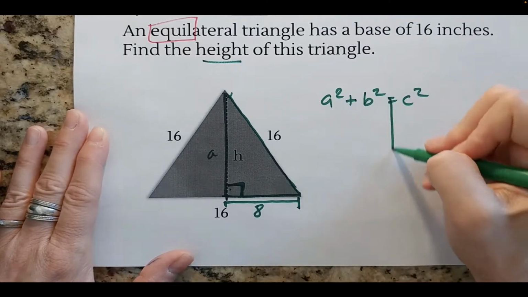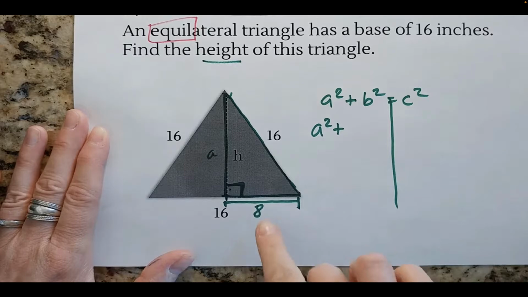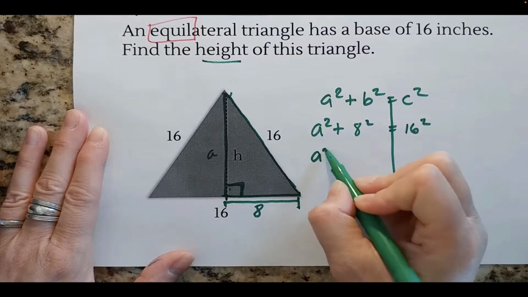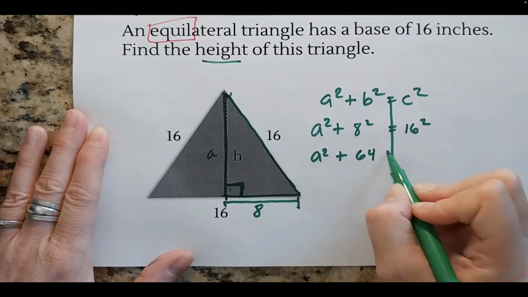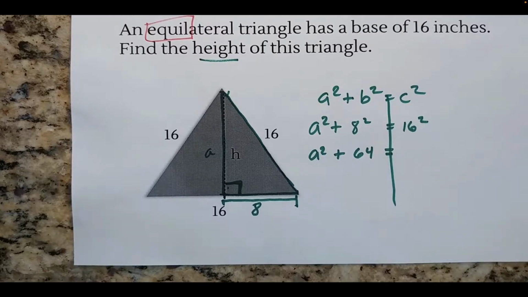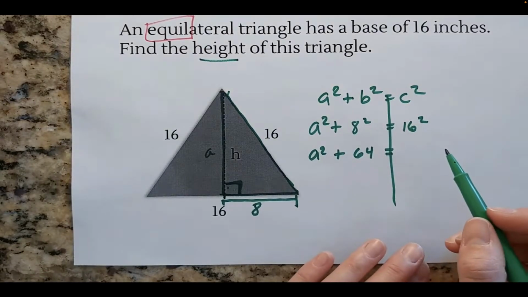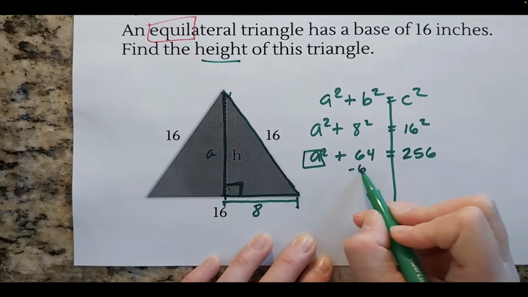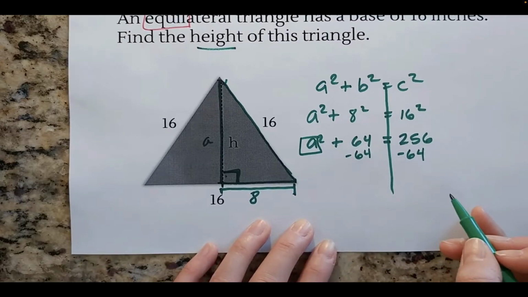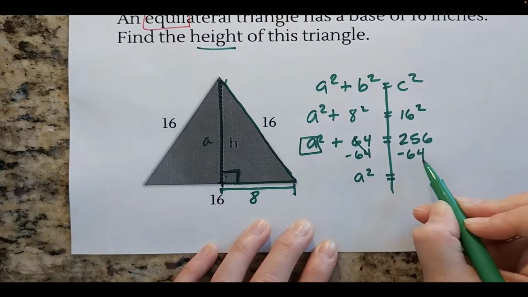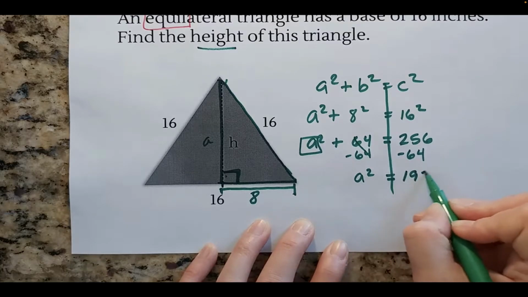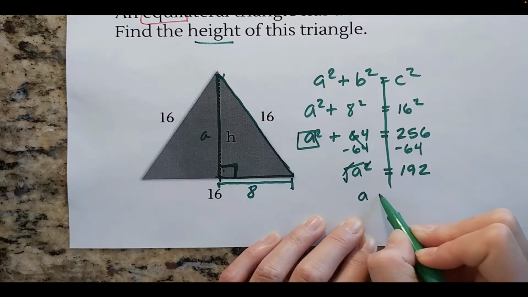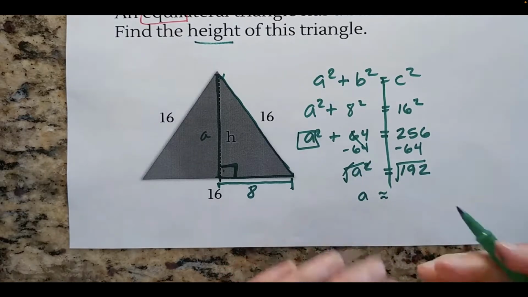Starting out with the Pythagorean theorem, B is 8. 8 times 8. So 16 times 16. All right, remember our goal is to find the A. Subtracting these two, getting 192. The last step is to take the square root. The square root of 192 is irrational.